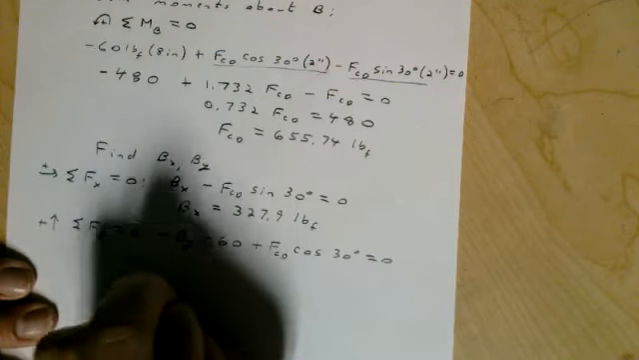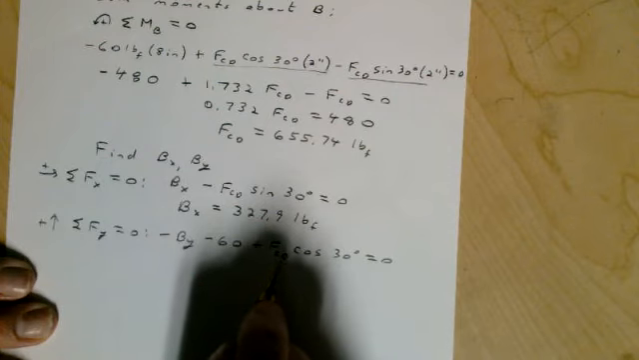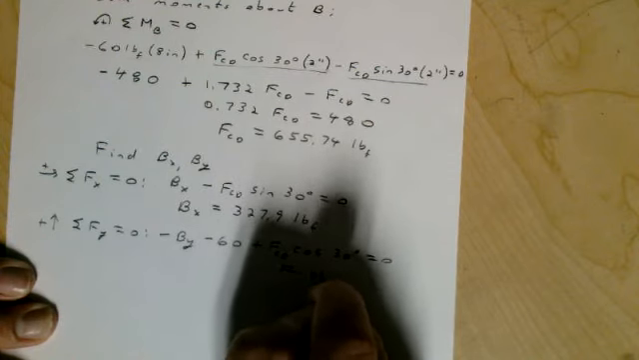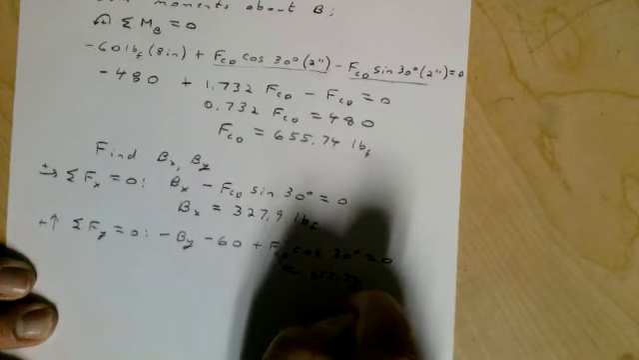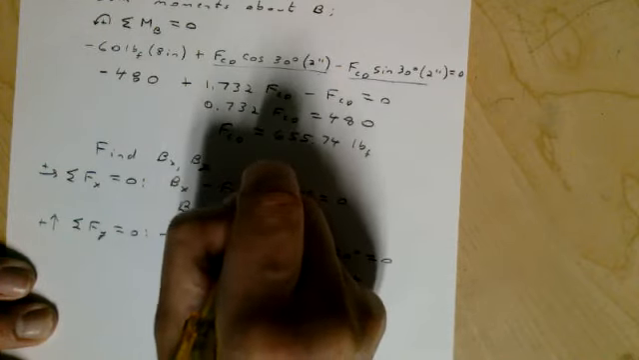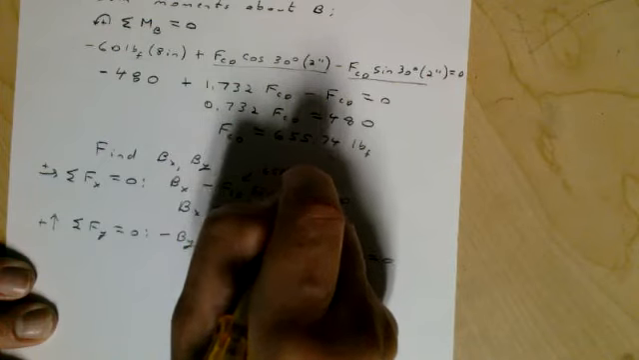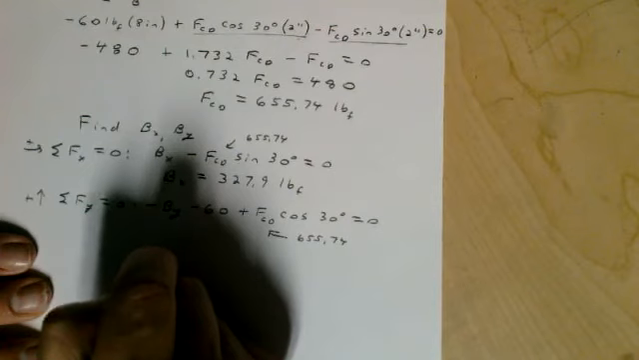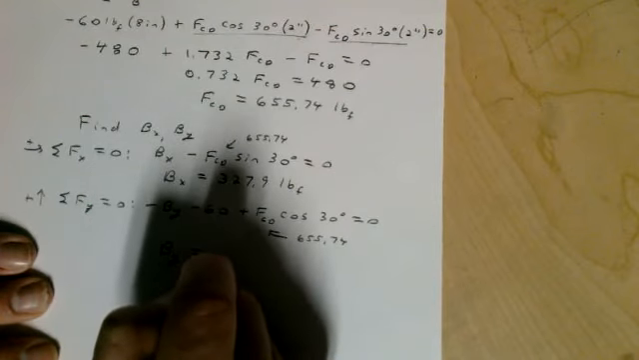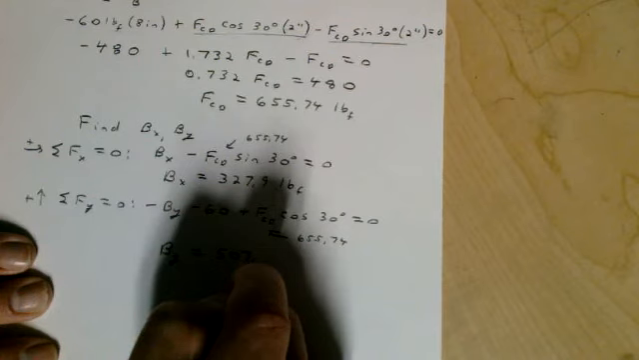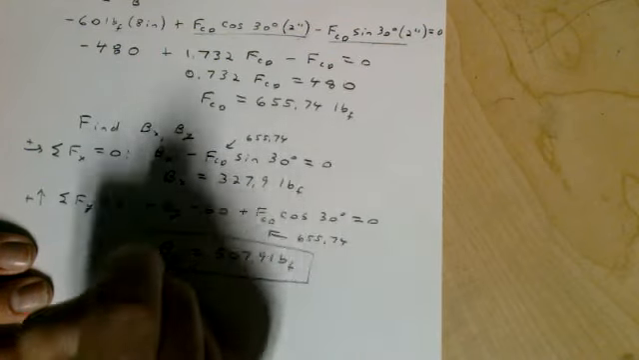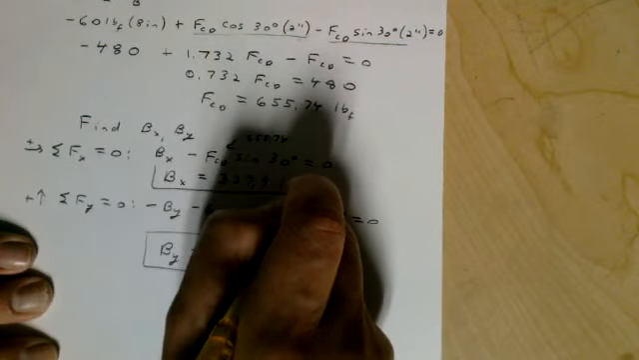And once again, if you put everything into your calculator, we know what FCD was. Like in the last one, we knew what that was, 655.74. So just plug that in here and solve for BY. And then you have BY is equal to 507.9 pounds. We have our BX and we have our BY.